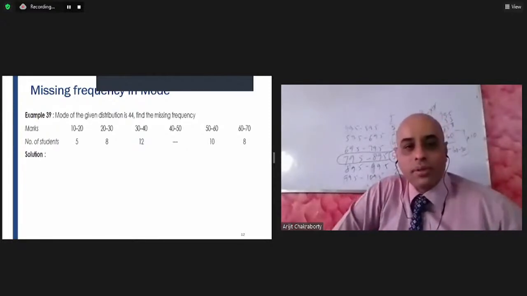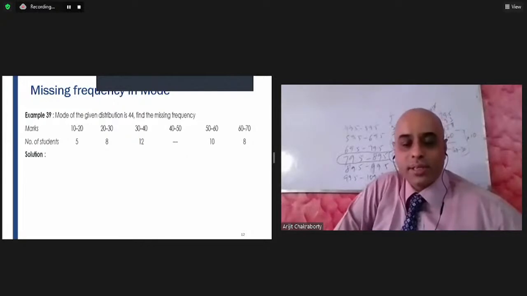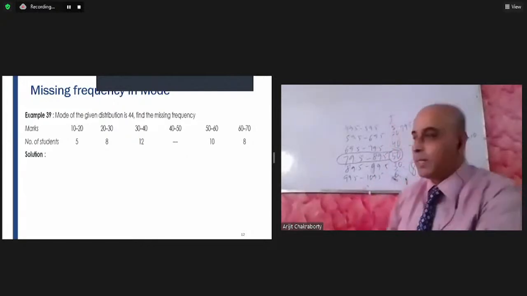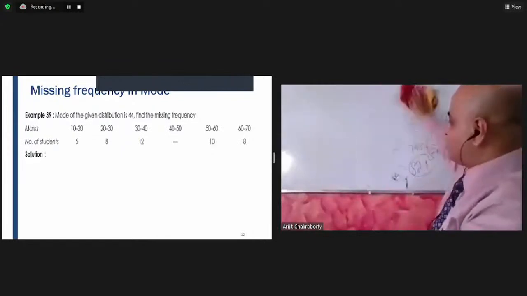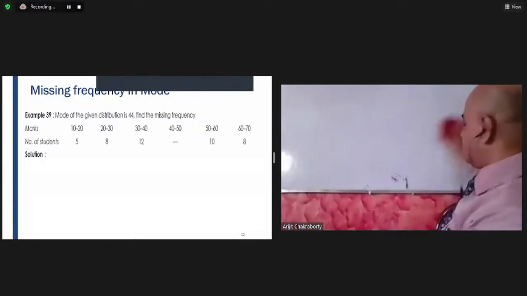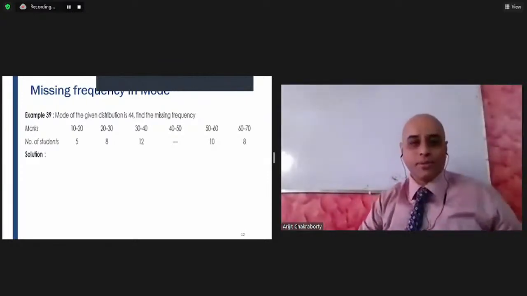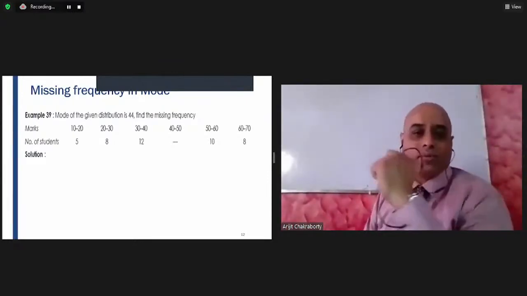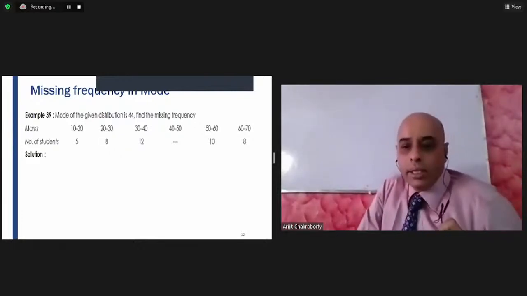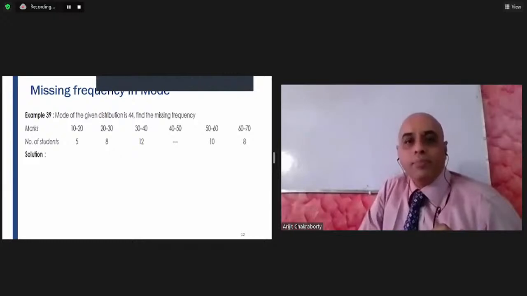So the mode of the given distribution is 44. We have to find the missing frequency. Very interesting. Let me try it out. And I'll request all of you to please work it out with me and let us solve it together. The more problems you solve, the more confidence you get. So this is a case of missing frequency, and we have handled similar problems in mean as well as, I think, in median also. So let us see how to deal with the missing frequency here.